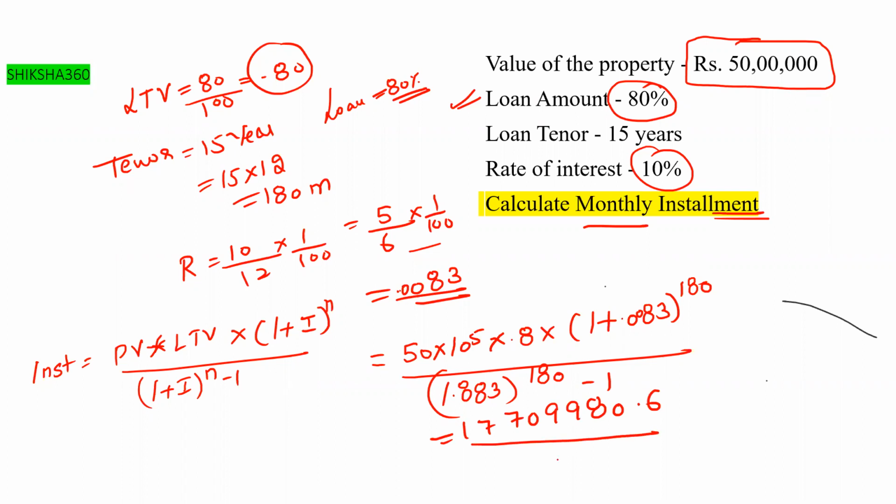Whatever we get in the numerator is 1770980.6. I request all of you to calculate it as well. This is 1.0083, not 8. I will write here 1.0083 power 180 minus 1. In the denominator, what we have left is 3.4274. This is 1.0083 power 180, multiplied by 0.8 for the 80%.